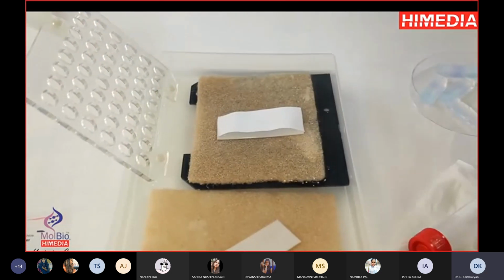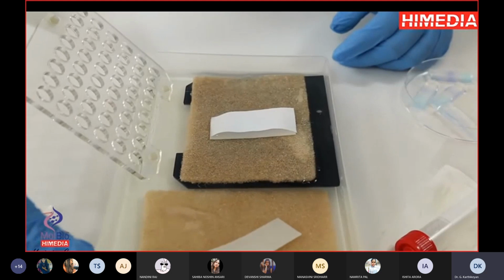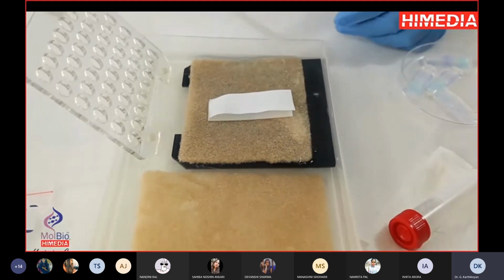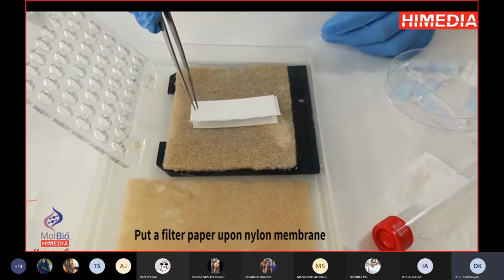This step is being done to make sure there are no air bubbles. You know, air bubbles can prevent the transfer of DNA. So they have removed the air bubbles. Put a filter paper upon the nylon membrane.